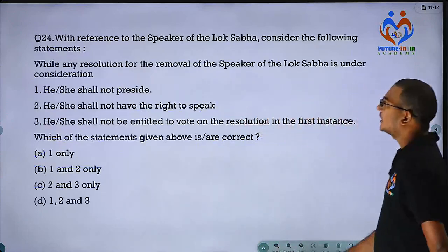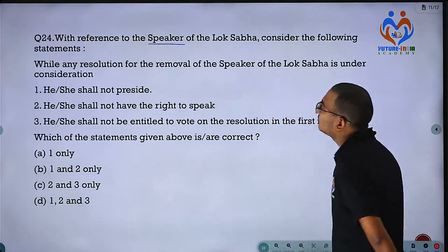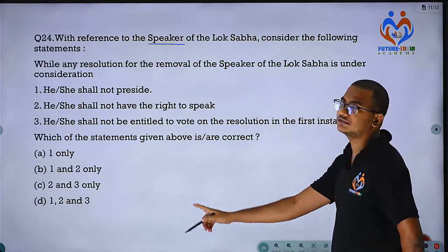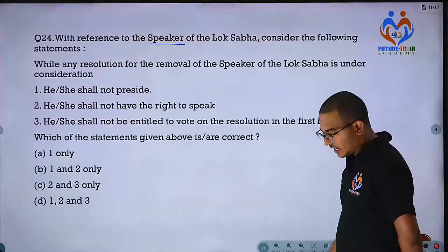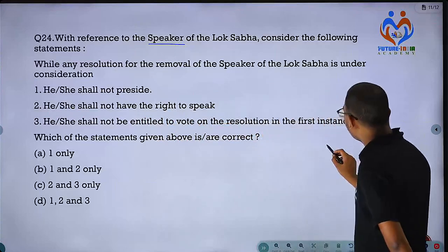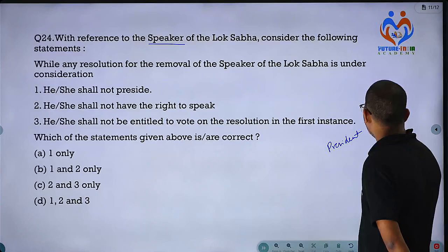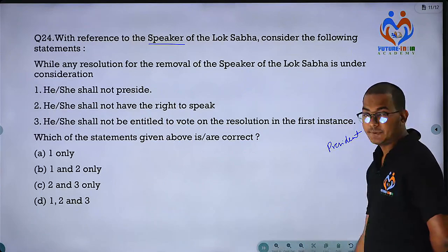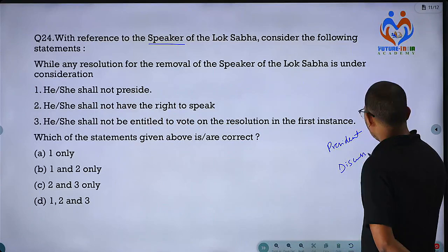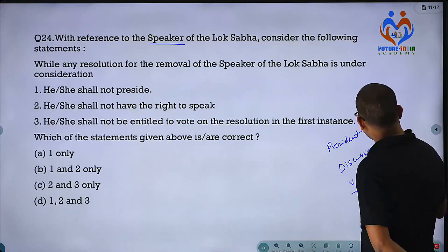2 more questions left, guys. With reference to the speaker of the Lok Sabha, he is talking about the speaker. Consider the following statements. While any resolution for the removal of the speaker of the Lok Sabha is under consideration, he cannot preside, which means he cannot sit on that chair. But when the discussion is going on, he can participate in the discussion and he can vote on the discussion. These 2 things he can do.